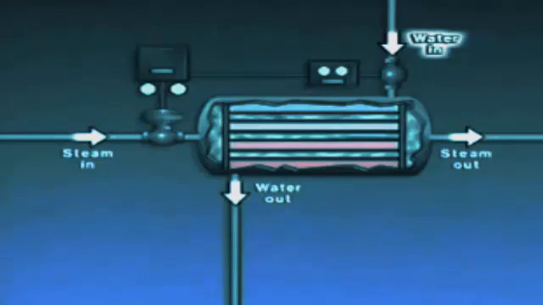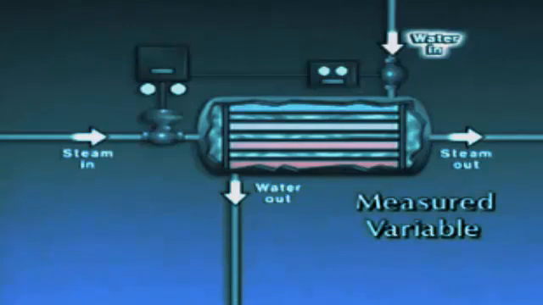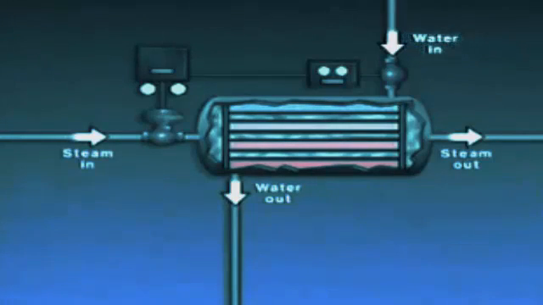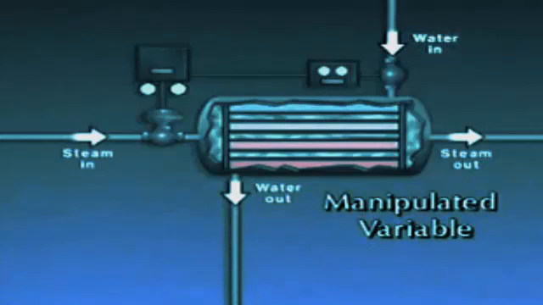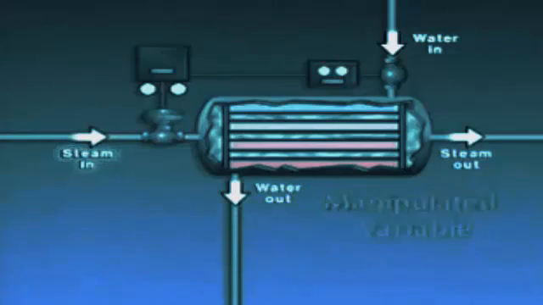The inlet water temperature is used to determine whether a control action is needed to maintain the outlet water temperature. So it's the measured variable in the system. The manipulated variable, that is, the variable that's adjusted to maintain the outlet water temperature, is the steam flow into the heater. The feed-forward control system works like this.